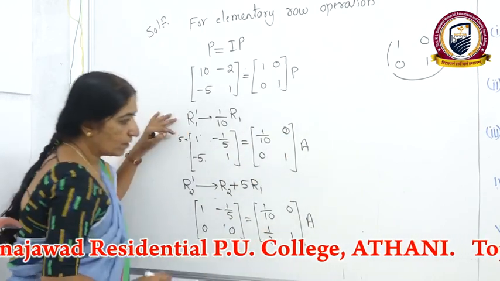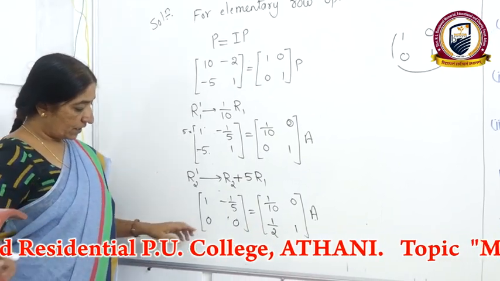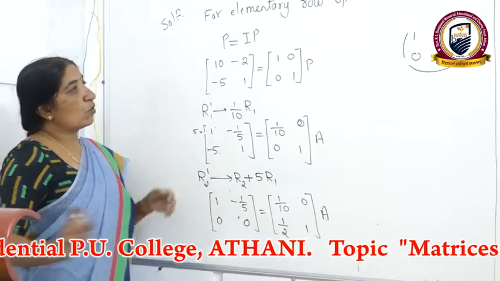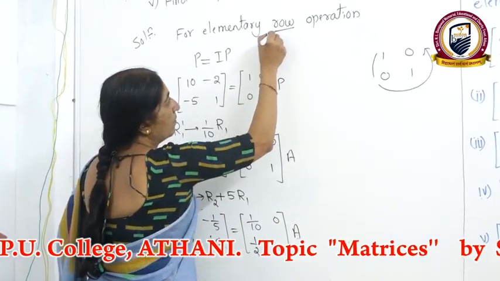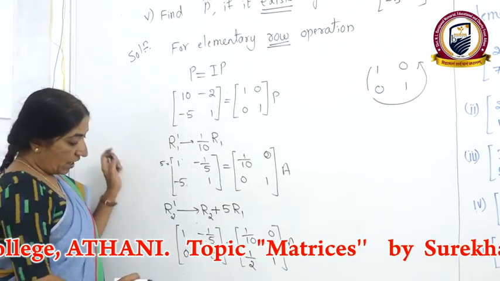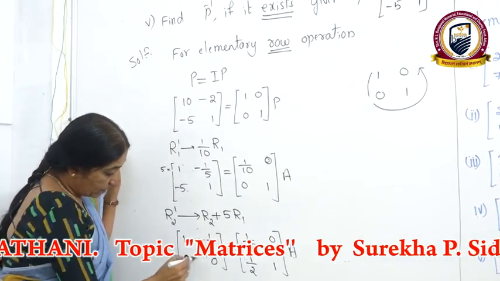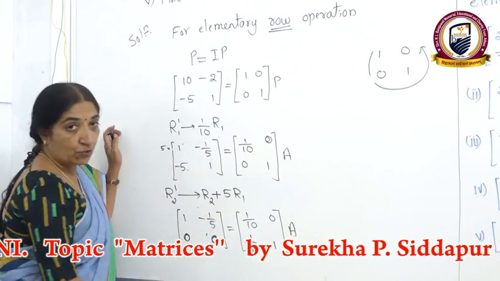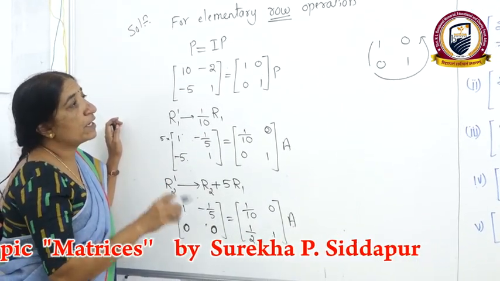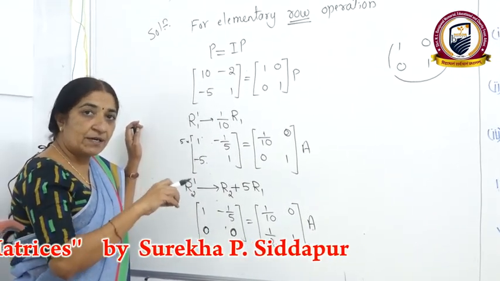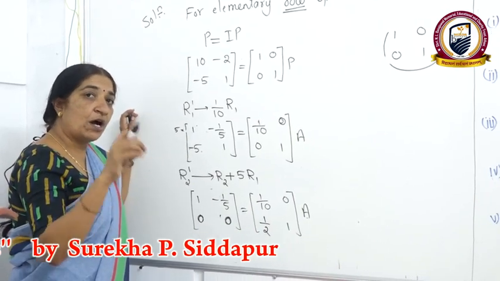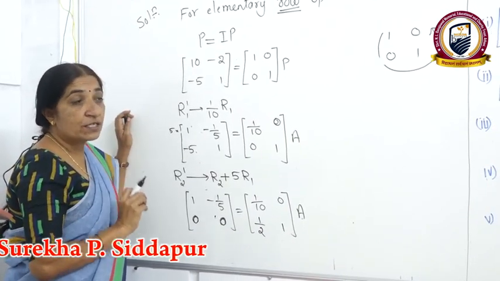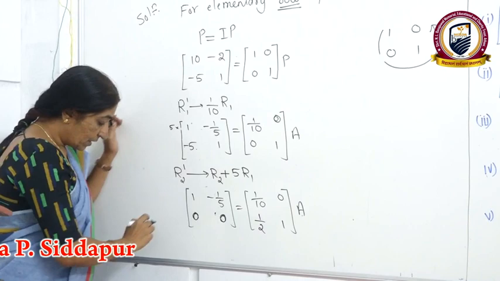Now this is one important thing we are observing. Here we are applying a row operation. Remember, we are applying a row operation and all the elements in the second row are 0. When you are applying a row operation, if all the elements of any row are 0, then the inverse does not exist.